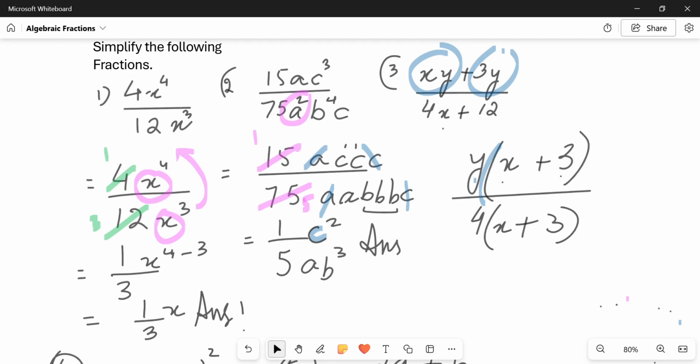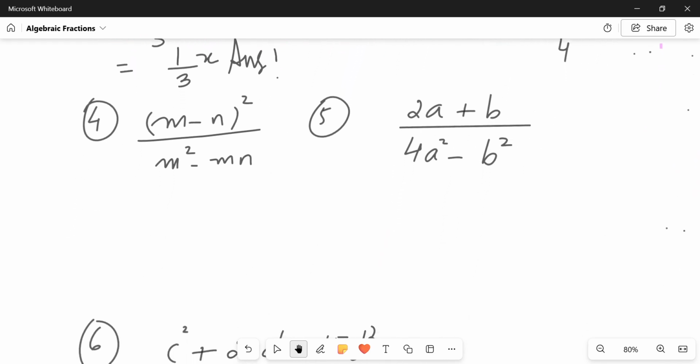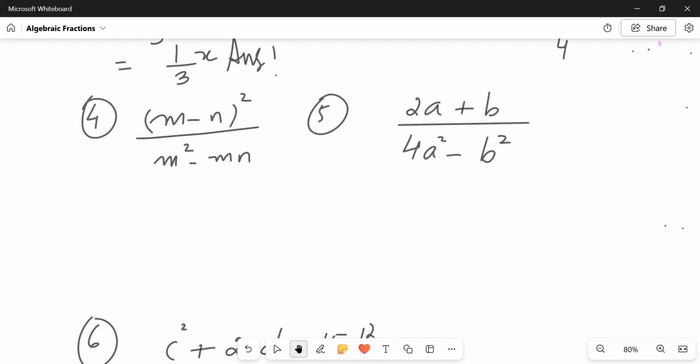So here we cancel and the answer is y over 4. Okay, now next questions, next different type of questions, right? How to simplify when this type of a question comes.